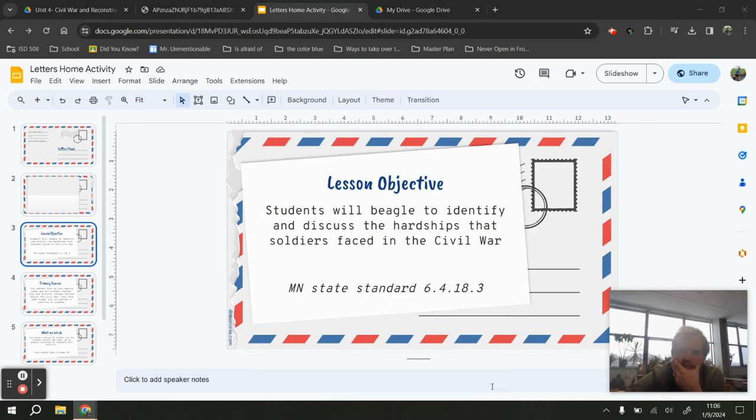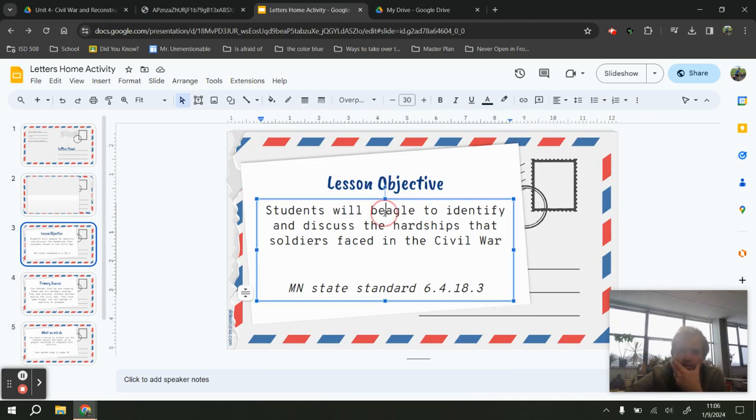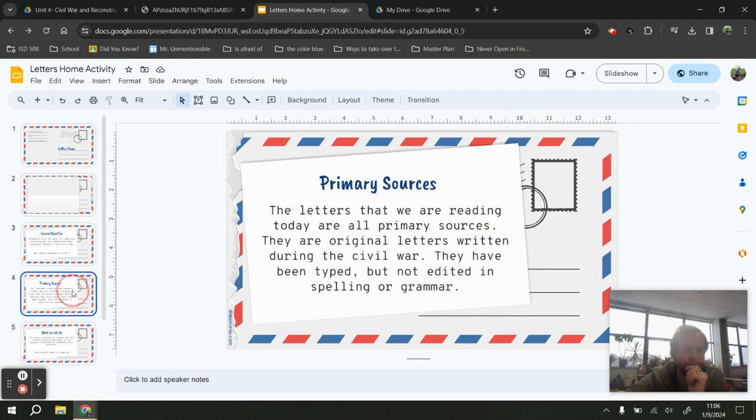Our goal on this activity is to be able to identify and discuss the hardships that soldiers faced during the Civil War, and this fits into our state standard 6.4.3.